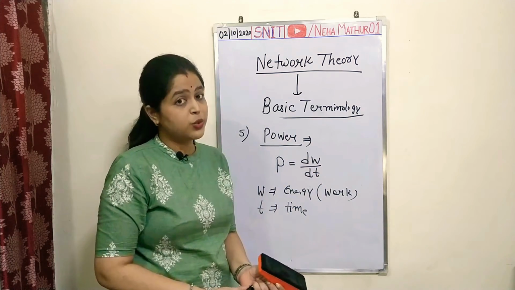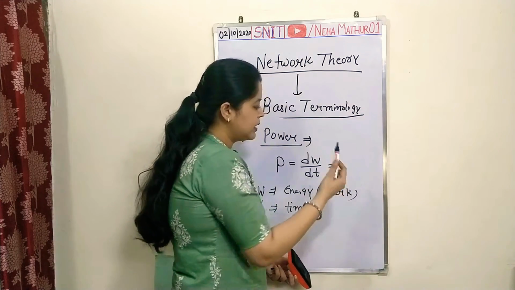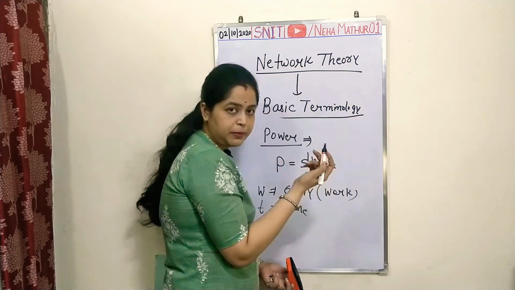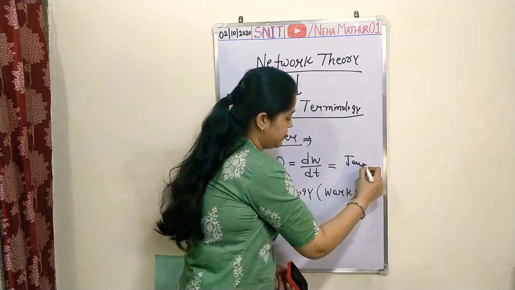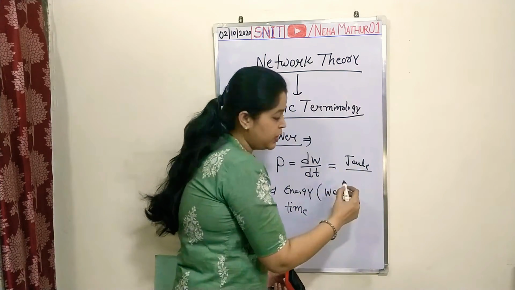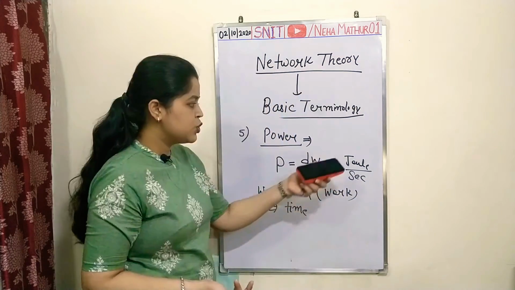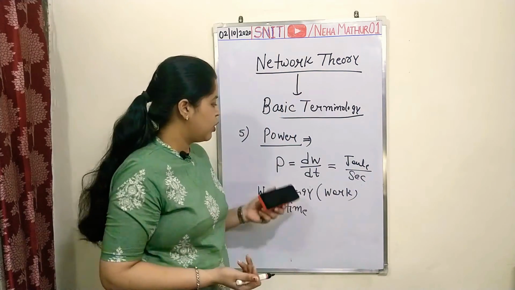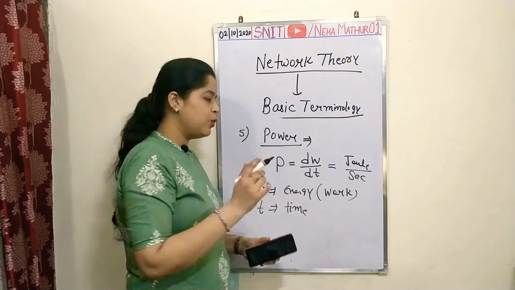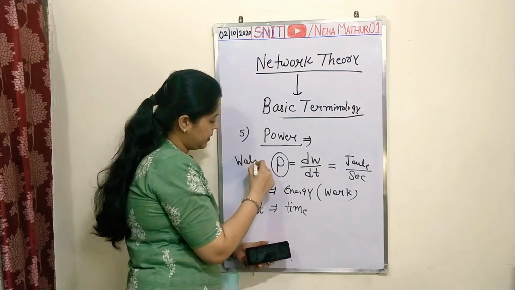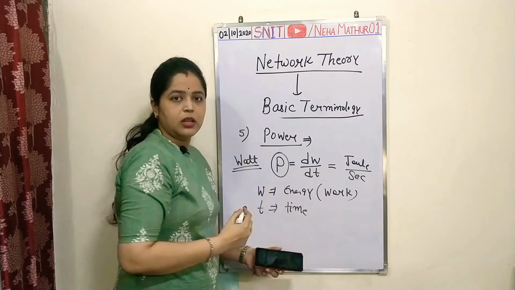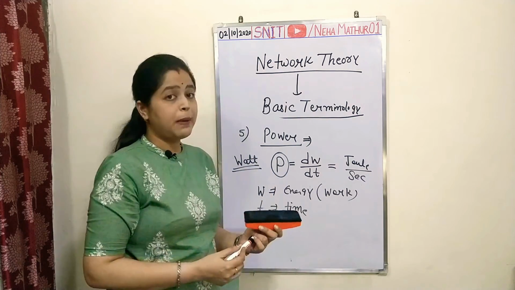And what about its unit? As I told you, W means energy, or you can say work, having unit joule, and time having unit second. So joule per second is the unit of power, and the alternative unit for power is watt. Fine. So this is about the power.